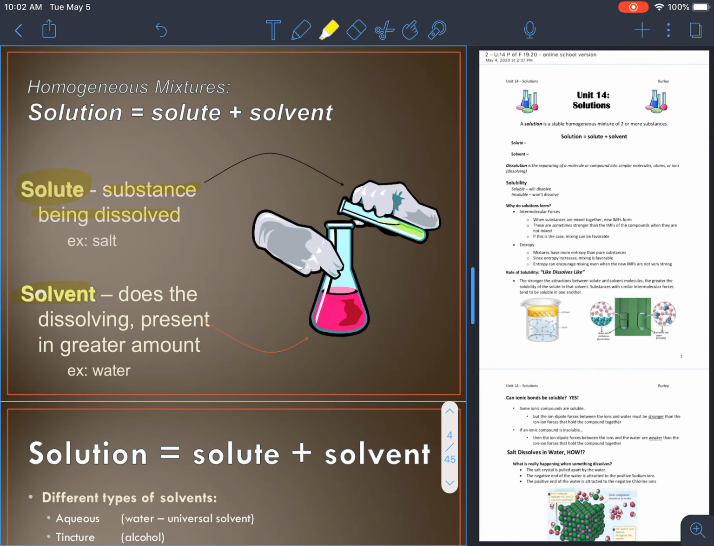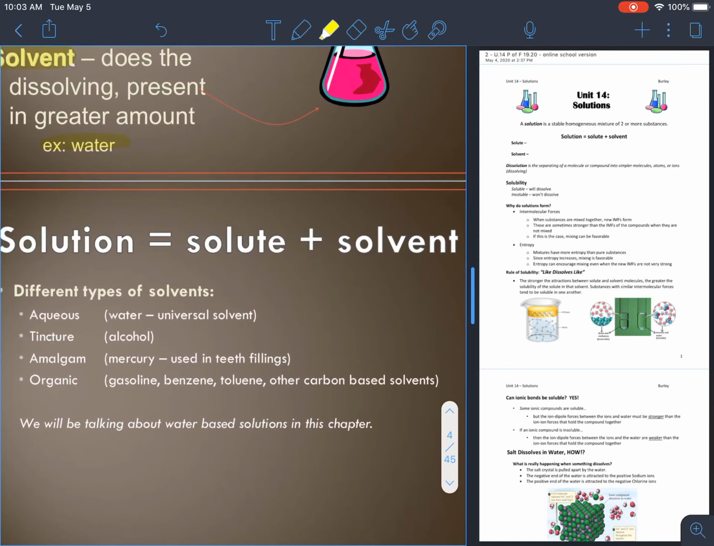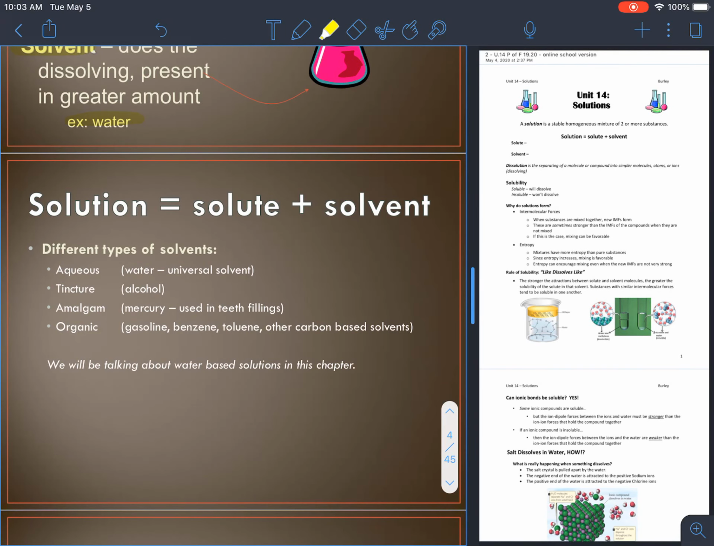The solvent is the substance that the solute dissolves into. Now, our universal solvent is water because it dissolves a lot of things. There are also other solvents, and that's on this next slide here, the different types of solvents that are out there. If it's an aqueous solution, then water's the solvent. If it's a tincture, then alcohol is your solvent. There's something called amalgam, and that's when mercury is the solvent. So mercury can dissolve things.